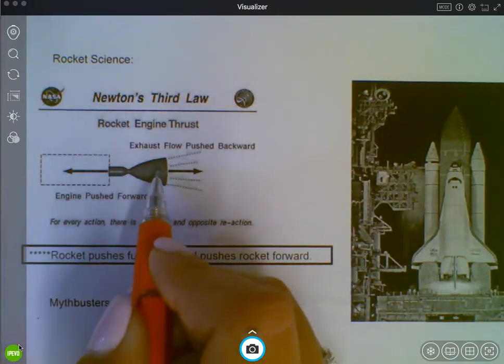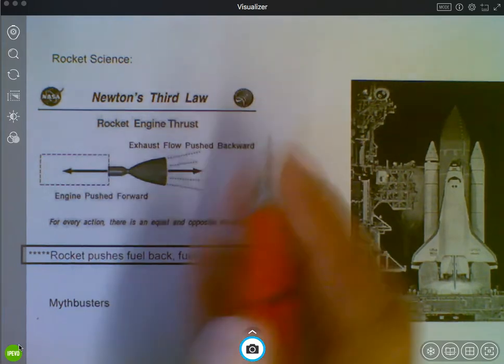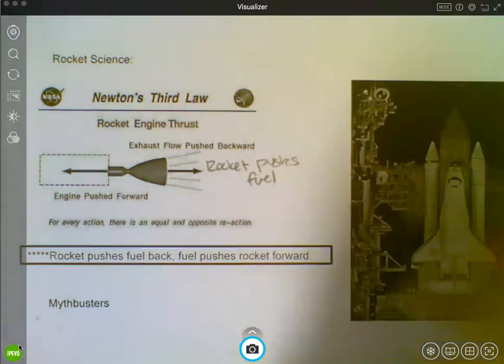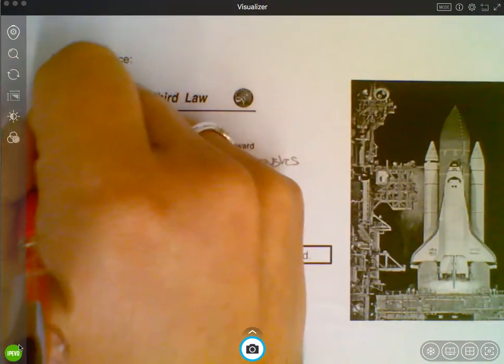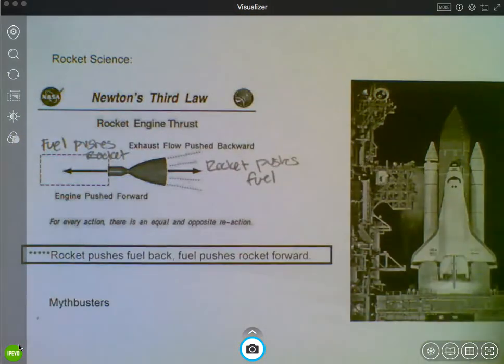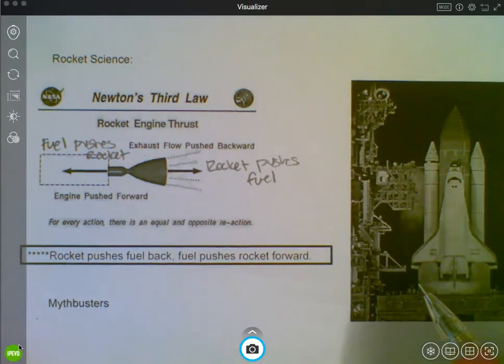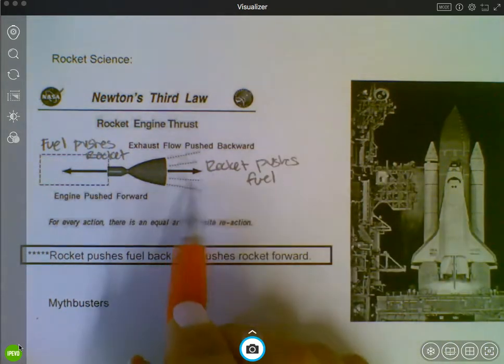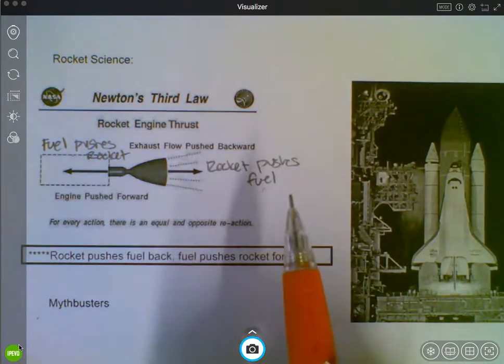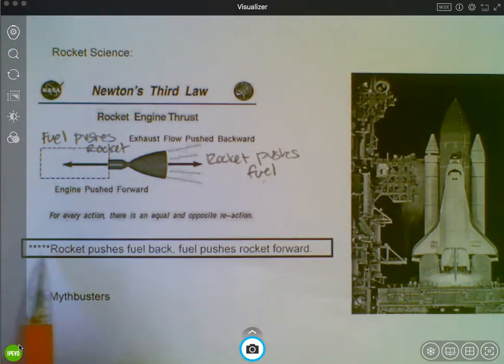So the rocket pushes the fuel in one direction, and the fuel pushes the rocket in the other. Okay. Most common answer was rocket pushes on ground, ground pushes on rocket. That's a great answer until it doesn't hold up when you're actually in space and there's no ground. Okay, so be careful here. The ground has nothing to do with it. The rocket pushes the fuel, the fuel pushes the rocket. That's the right answer. Okay, and it's right here starred like 45 times because it's important.